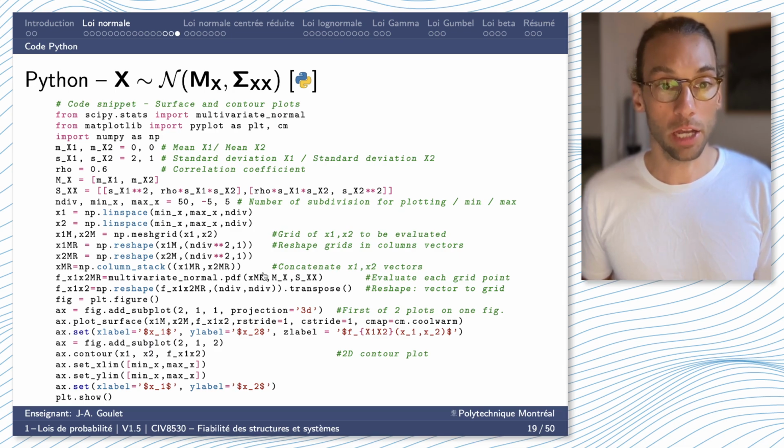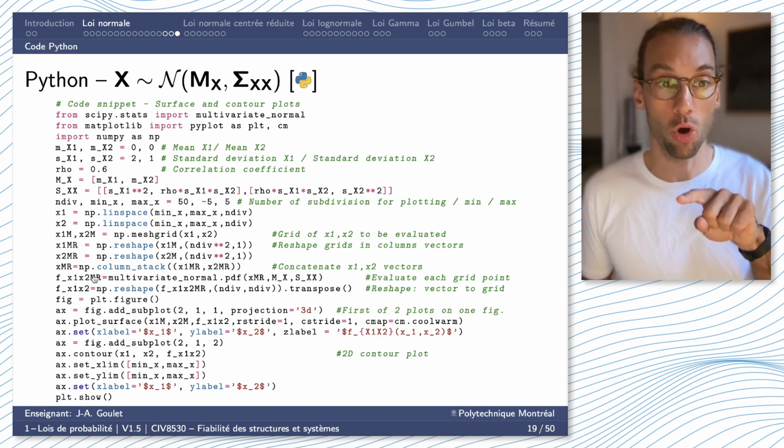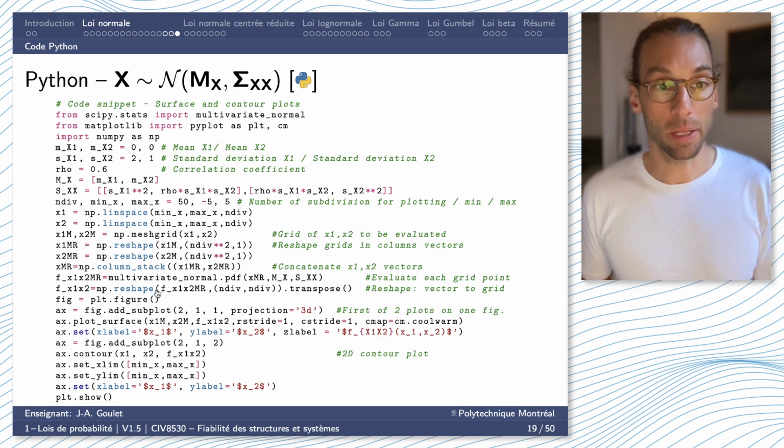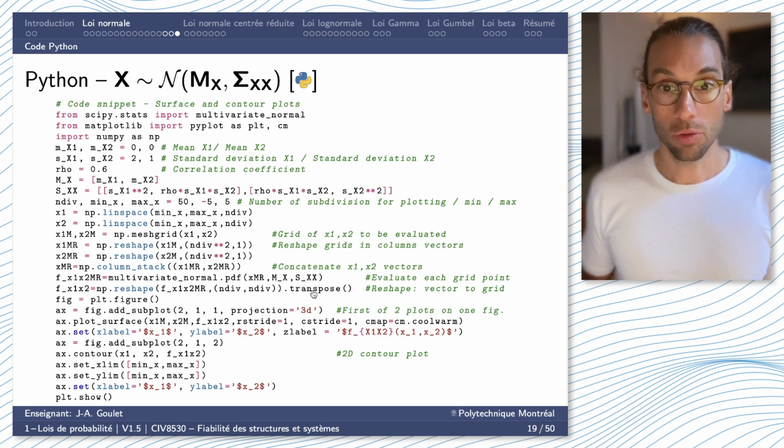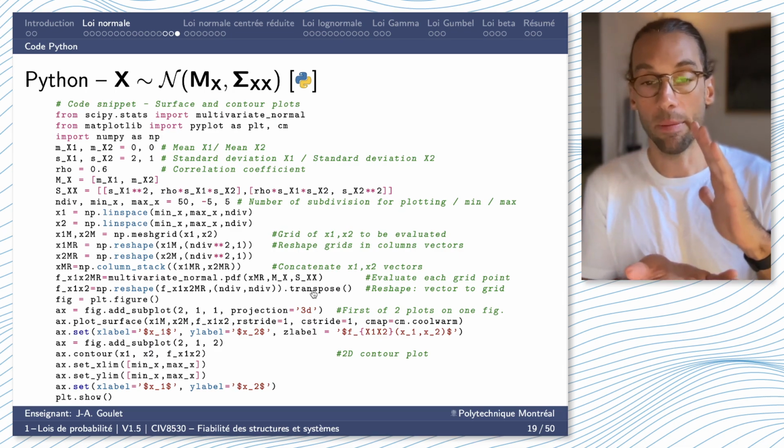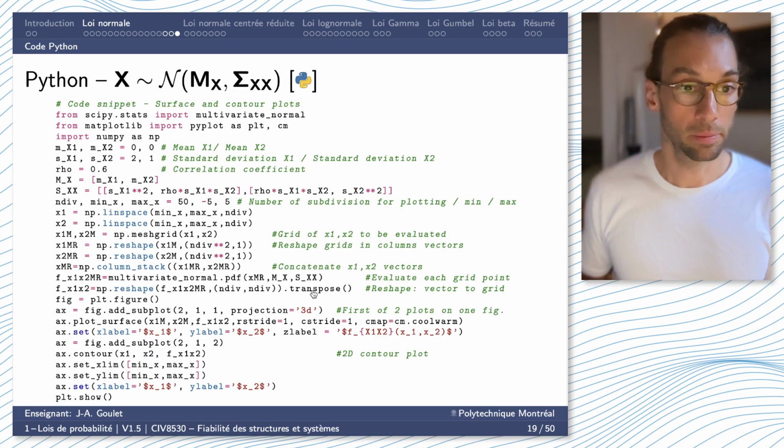But then to plot, I need to reshape the output joint PDF, which is going to be an n squared by 1 result. I need to reshape it here to have the shape ndiv by ndiv. And don't forget to transpose, otherwise you're going to get your two dimensions x1 and x2 flipped.